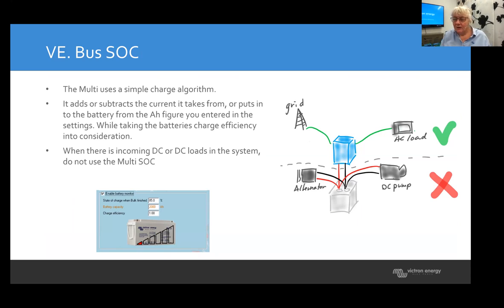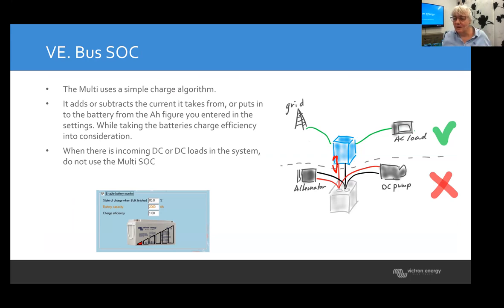Then there's another way of calculating state of charge, and that's with the Multi itself. We call that VE.Bus SOC, VE.Bus state of charge. So the Multi knows how much current is going in and out. So that's what I'm trying to do with this picture. So it sees what's going in and out of the battery, and it keeps track of that. So it can calculate state of charge. It's got a CPU, and it can come up with a really good figure for state of charge.